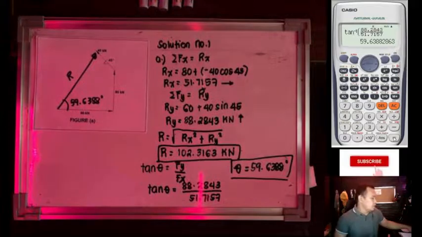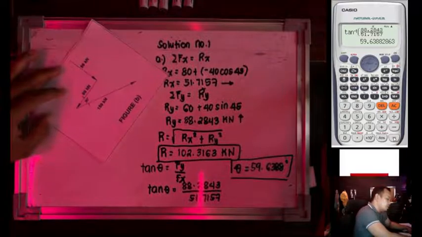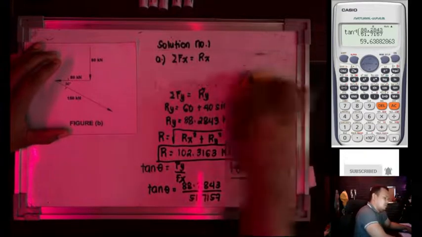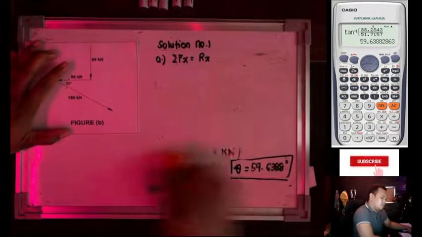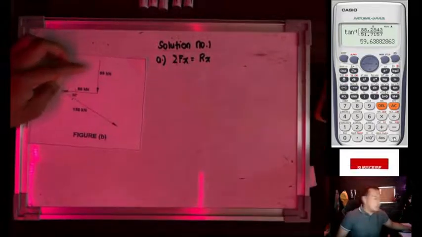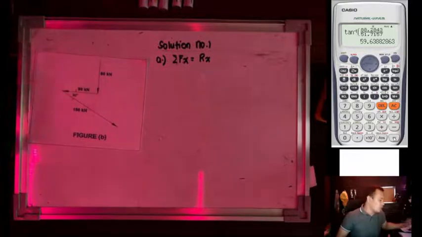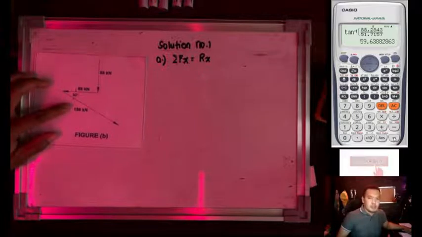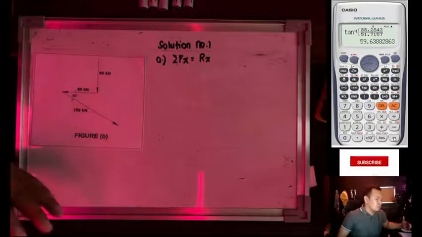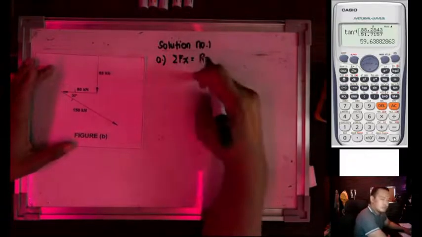Okay? So, let's solve for figure B. The process is the same. In figure B, we have a force of 80 kN downward, a force of 80 kN going to the left, and 150 kN with a 30 degree angle southeast. So, summation of forces X is equivalent to Rx.